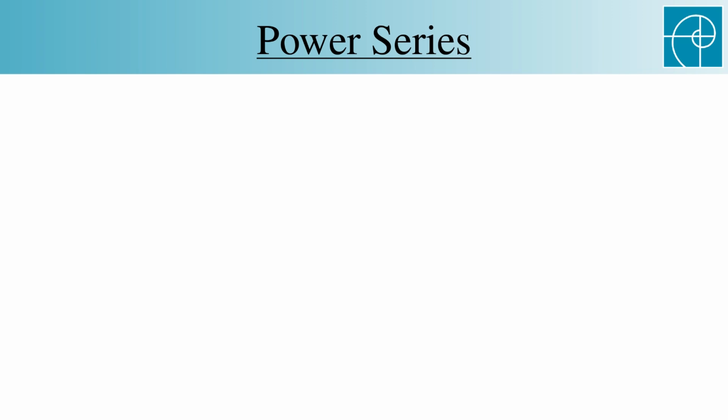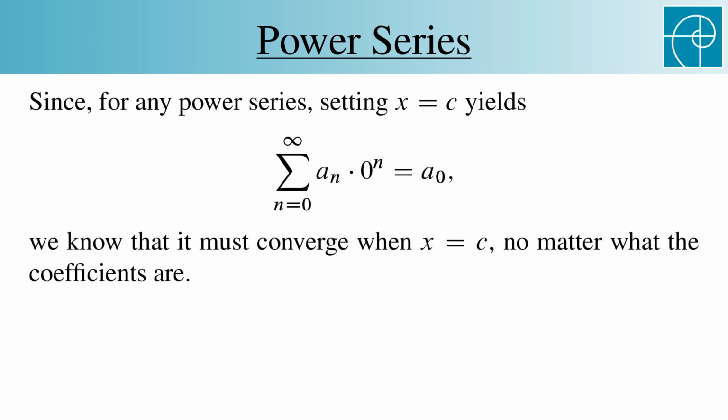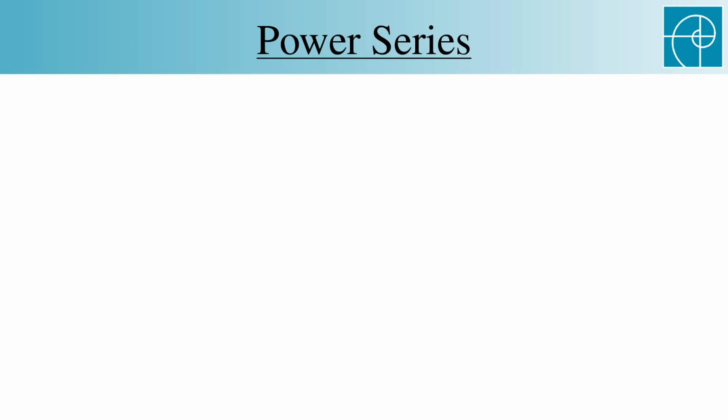Let's go back to our general example. Since for any power series, setting x equal to c yields this series in which all of the terms disappear except the first one, we know that every power series must converge at its center c, no matter what the coefficients are. But where else could it converge? Let's start by looking at two examples.